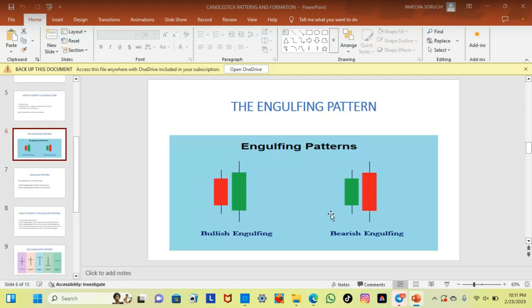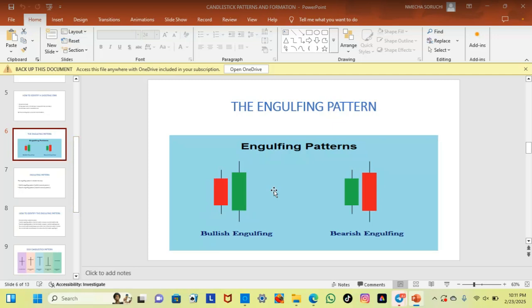So first of all, what do we mean by the word engulfing? It means for something to engulf something, means for it to cover something. To cover. Let me just use that word. That's the best word for you to understand. To cover, to swallow up something. So that's what we mean by engulfing.